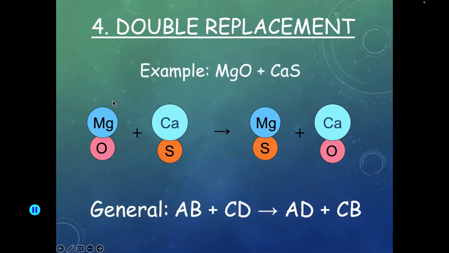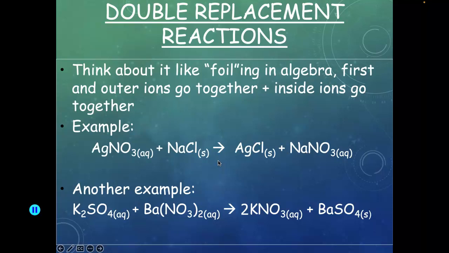Okay, again, we have to make sure metal switches places with another metal, non-metal switches places with another non-metal. So essentially, we leave two where they are. They did that with the magnesium and calcium in this one, and we just switch the bottom. Or you could leave the bottom and switch the top, okay?